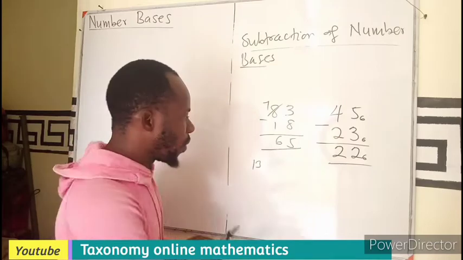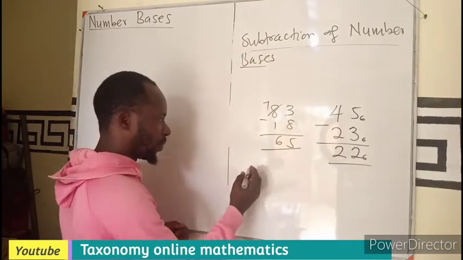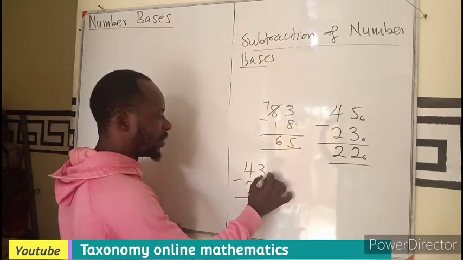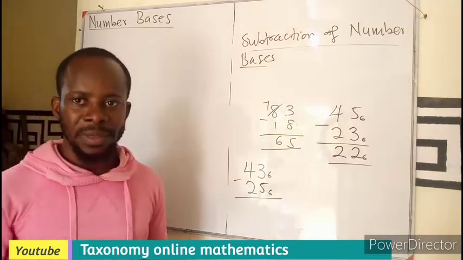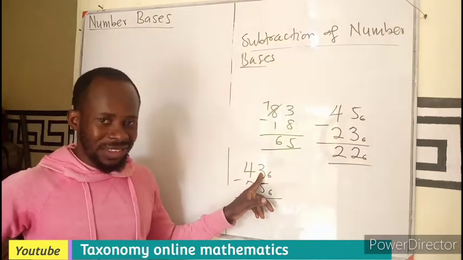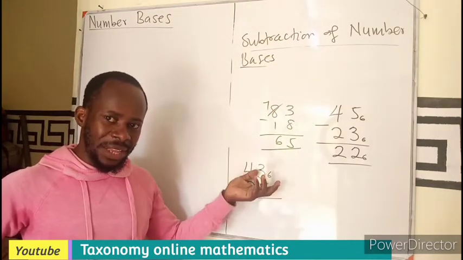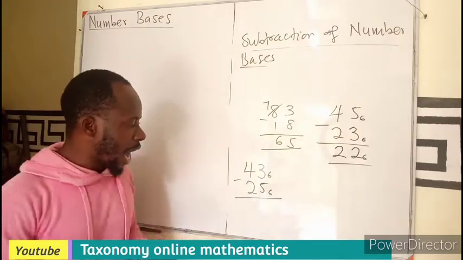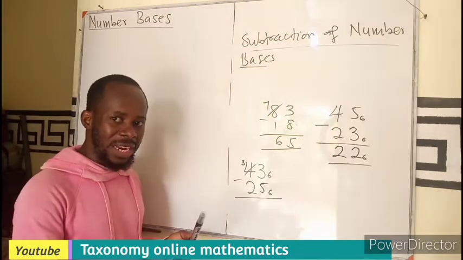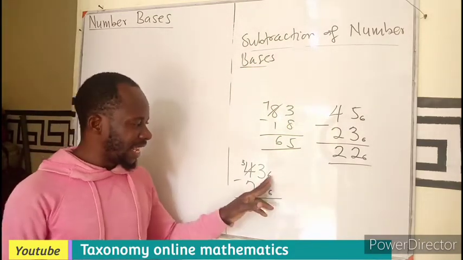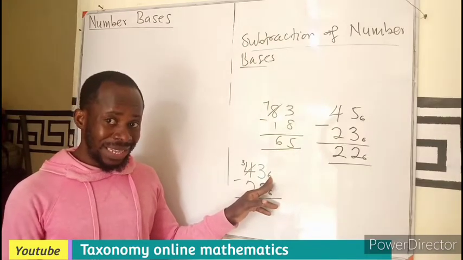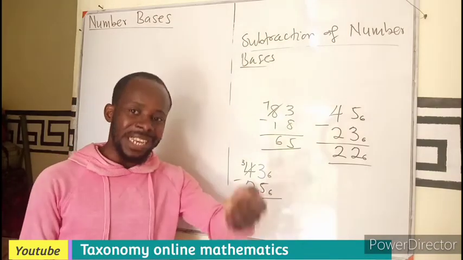There's no borrowing. What happens if we turn the digits to become 43 and 25? Still in base 6. We want to still do the calculation in base 6. So let's see. We can say that this is ones. We cannot subtract 5 from 3, so we need to borrow. Right? So I'll be borrowing 1, the usual 1. So I'll be left with 3. If I borrow 1, that 1 I am borrowing is in base 6. So what am I borrowing? Is it 1, 10, or 6? I am borrowing 6.